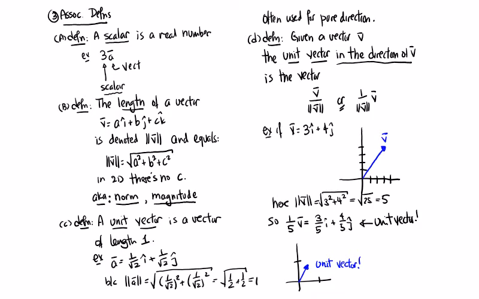So a couple of other definitions. Let me clear the screen off and do those. So E, the zero vector, let's see, definition.